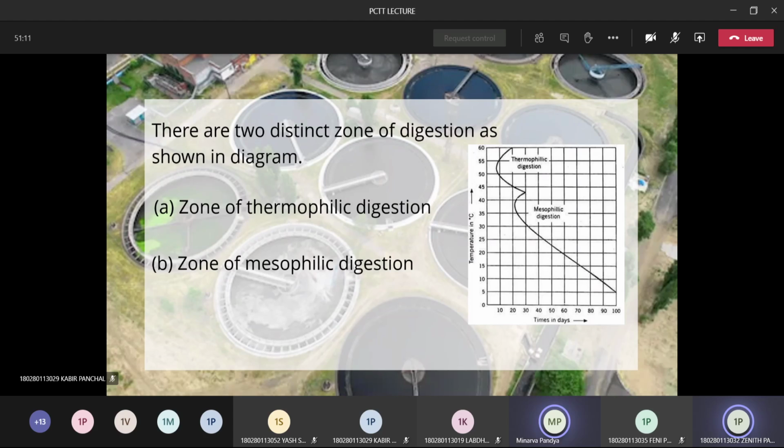There are two distinct zones of digestion as shown in the figure. The figure shows temperature in degrees Celsius versus the time in days for the digestion. The upper curve is thermophilic digestion and the lower curve shows mesophilic digestion. Thermophilic digestion has an optimum temperature of 54 degrees Celsius and mesophilic digestion has 29 degrees Celsius optimum temperature. So this creates two zones, zone of thermophilic digestion and zone of mesophilic digestion, which are explained in the next slide.